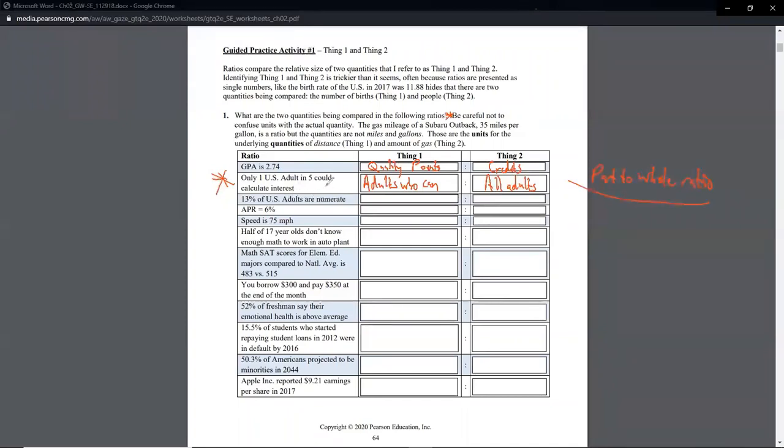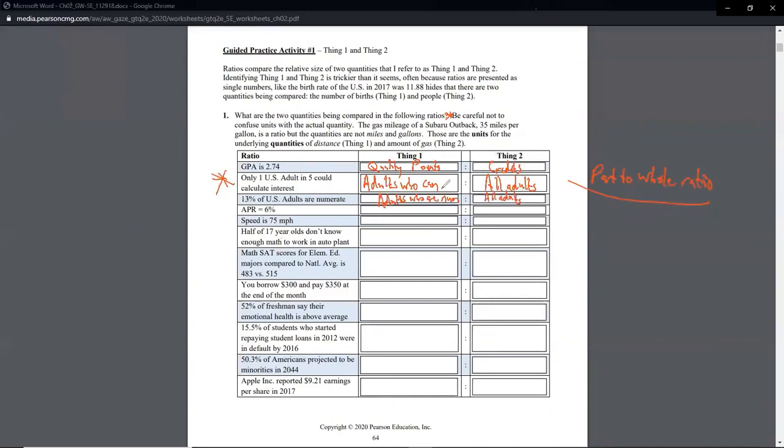13% of the US adults are numerate. So again, it really only feels like they gave us one thing, a percentage or a ratio of people that can do something. So once again, this is the thing one is the people that can or can't do the thing, and thing two is everyone. So it's the adults who are numerate, which means people who are good with numbers. Adults who are NUM for numerate. And then this is all adults again.